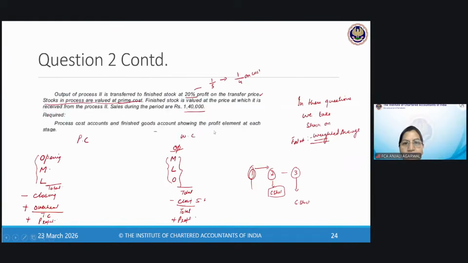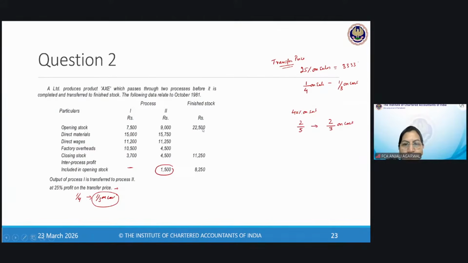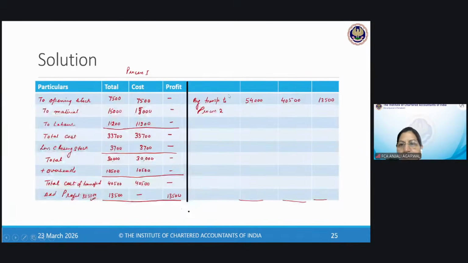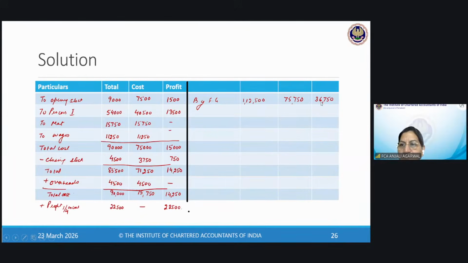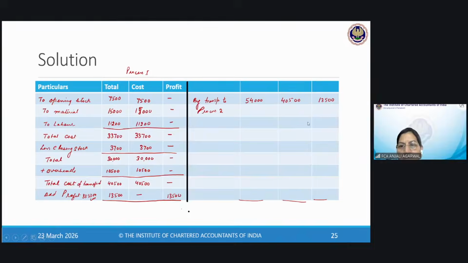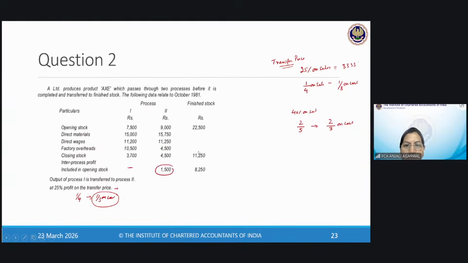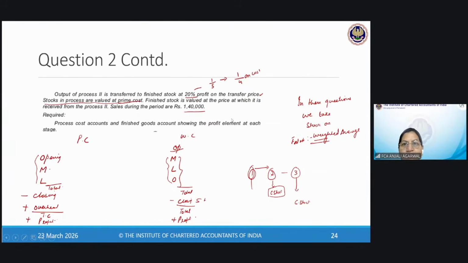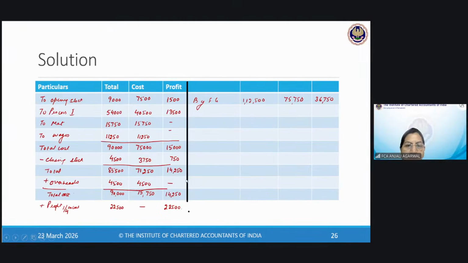So in the similar manner, you will prepare the finished goods account, opening stock 22,500, inter-process profits at 2,500, balance would be cost. Then you will add to this 54,045, 1,12,500, 75,750, and 36,750. From there, you will subtract the closing stock of 11,250, and balance is sold for 1,40,000. So that would be your profit. Right? So this is how you prepare the inter-process profit. Automatically, whatever the closing stocks are and whatever the profit is blocked, it will contain automatically that.